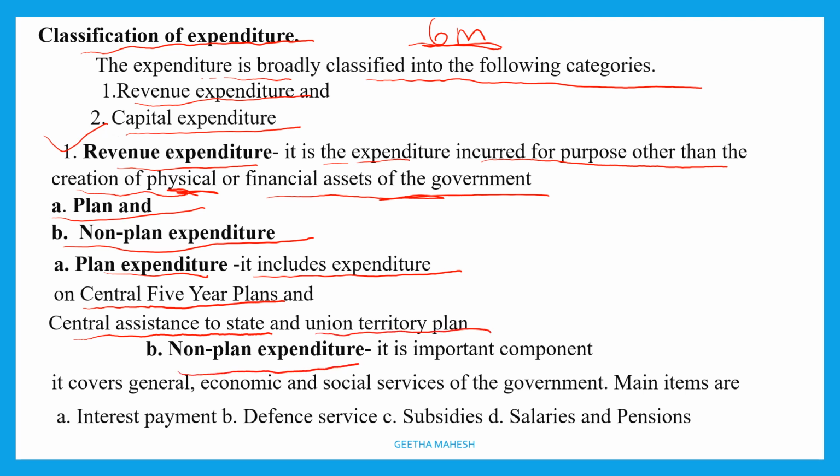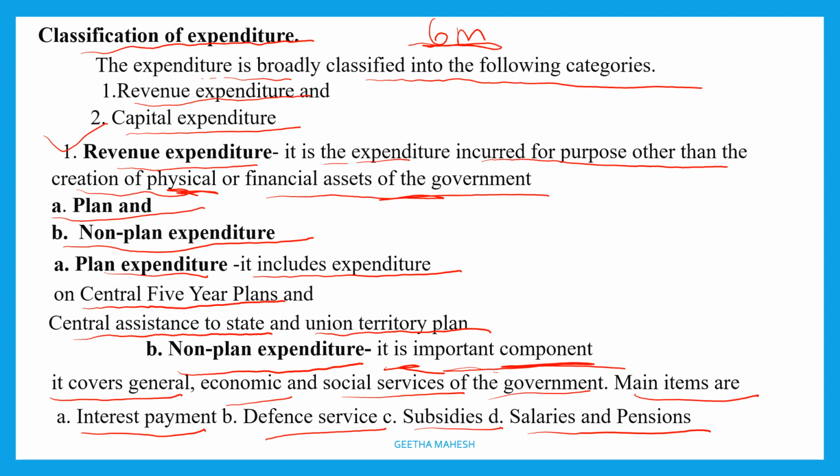And non-planned revenue expenditure, if you consider, it is an important component. It covers general, economic, social service of the government. The main items are interest payment, defense, subsidies, salary and pension.